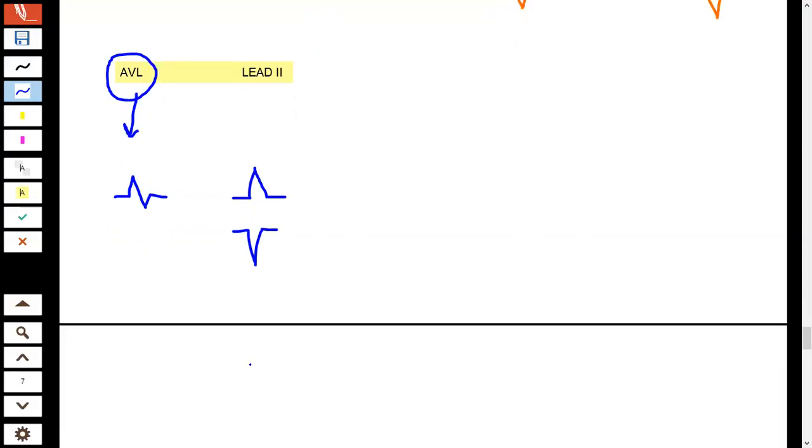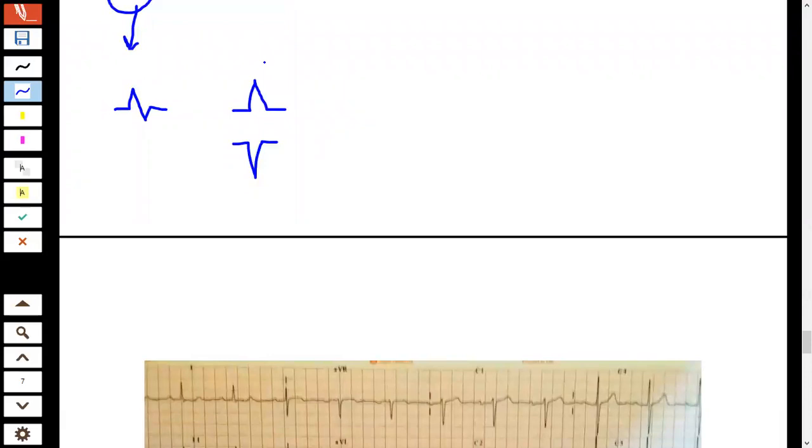Now here is another method. You can see here the left axis deviation and right axis deviation. We take the three leads, lead 1, 2, and 3. If we see the three limb leads, in the left axis deviation, we have a positive 1. Positive 1 means it will be in this direction, and 2 and 3 will show negative QRS complexes.